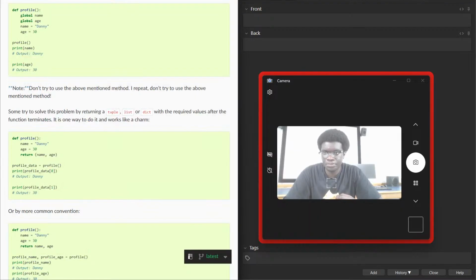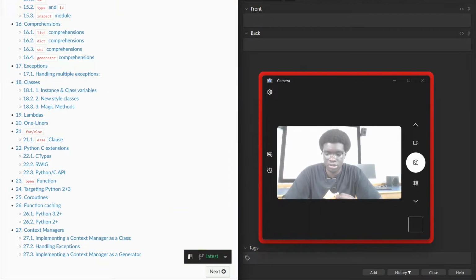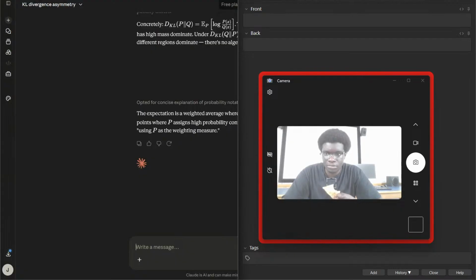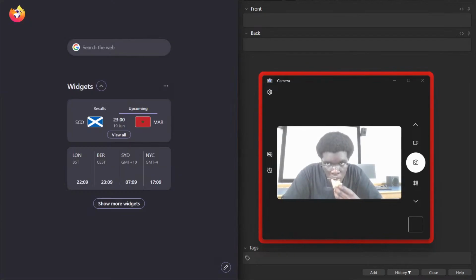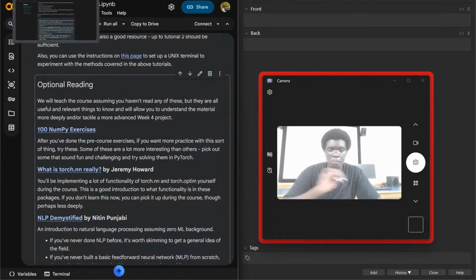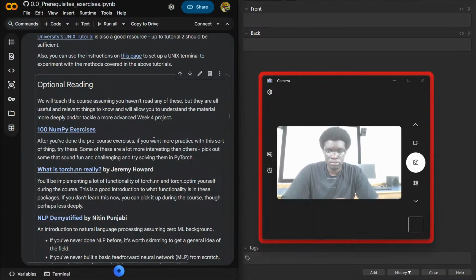Where are you? Never mind. Okay, I'll just close the rest of those. Actually, what am I talking about? It has to do the 100 NumPy after.